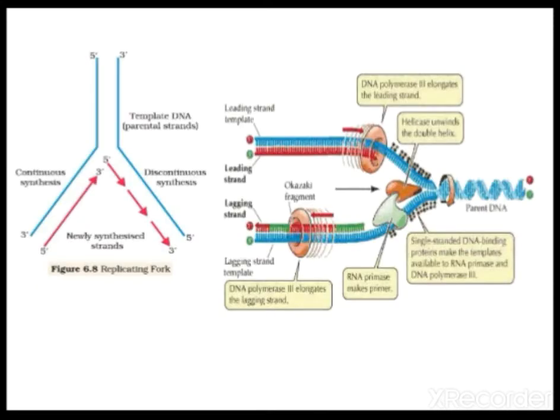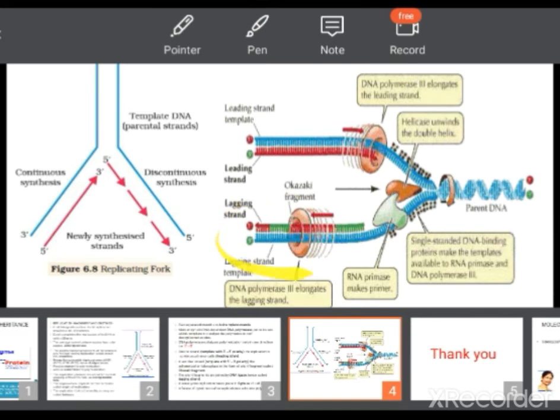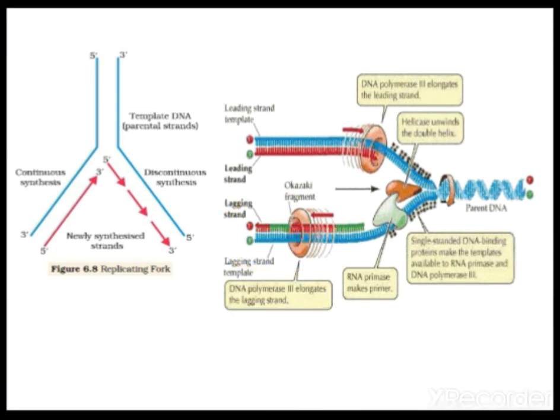You call that the lagging strand. You can see here, this one you call the lagging strand. So this is the lagging strand and this is the leading strand. Here it is formed in a continuous direction, and here it is formed in a discontinuous way. That's why sometimes they ask in the exam: explain the continuous and discontinuous synthesis of DNA. Why is it like that? Because the newly formed strand is always from 5 dash to 3 dash.